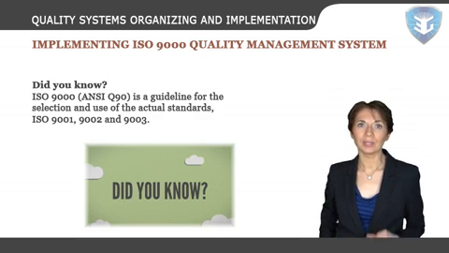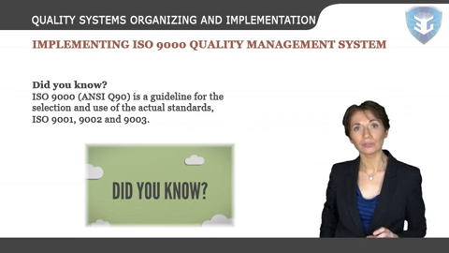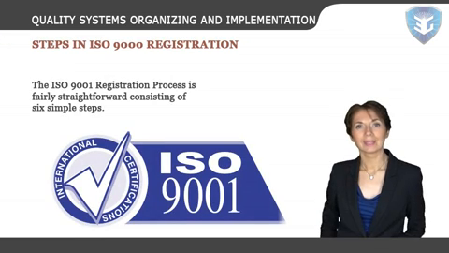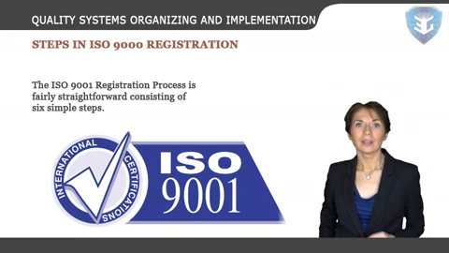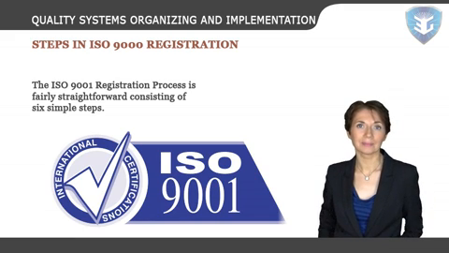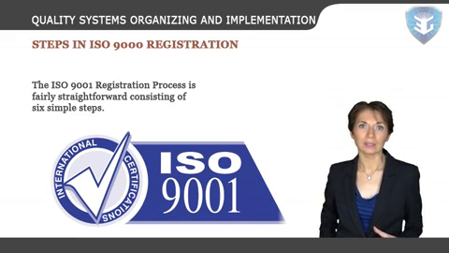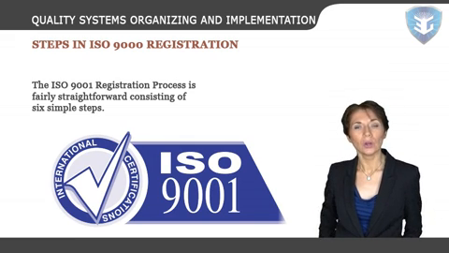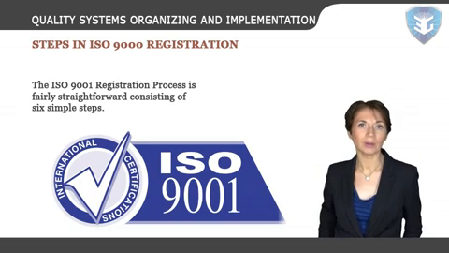Did you know ISO 9000 ANSI Q90 is a guideline for the selection and use of actual standards ISO 9001, 9002, and 9003? Let's now explore the steps in ISO 9000 registration. The registration process is fairly straightforward, consisting of 6 simple steps. Normally, the registrar is selected while the system is still being developed and implemented. The registrar will communicate any specific requirements that they may have or that the accreditation body may have imposed.